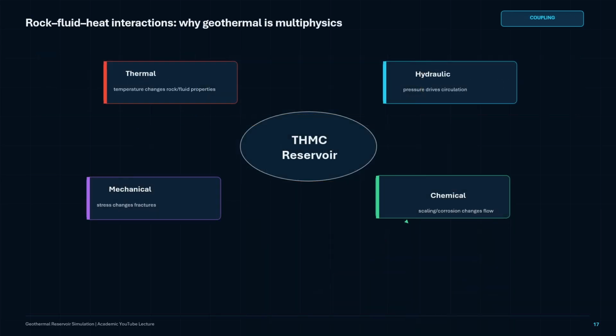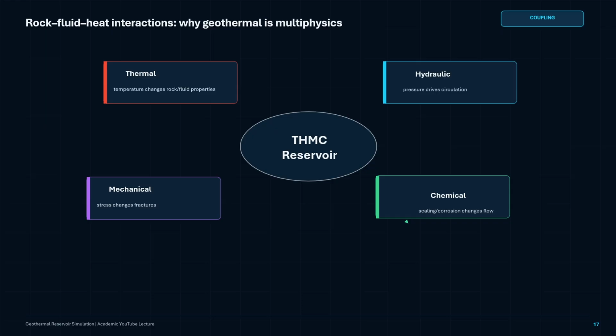This slide shows why geothermal is a multi-physics system. Thermal processes change fluid properties and rock stress. Hydraulic processes drive circulation and pressure diffusion. Mechanical processes modify fracture aperture and permeability. Chemical processes may cause scaling, mineral precipitation, dissolution, or corrosion.